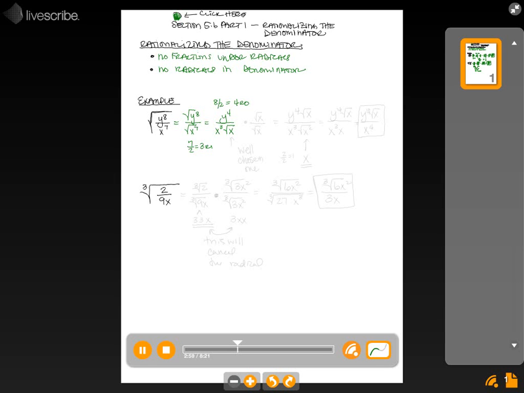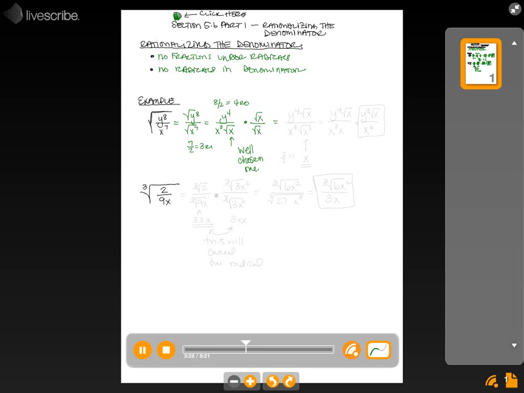Now we have a radical in the denominator still. We still have the square root of x, so we have to get rid of that. And what we're going to do is choose a well-chosen 1. We're going to multiply the numerator and the denominator by something in order to get rid of the radical. To get rid of the radical, we're going to multiply the top and bottom by whatever the radical is in the denominator, so the square root of x.